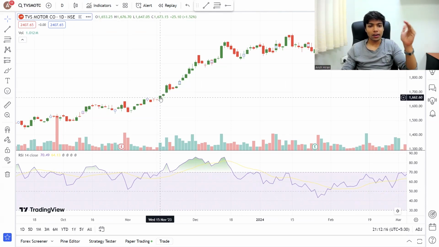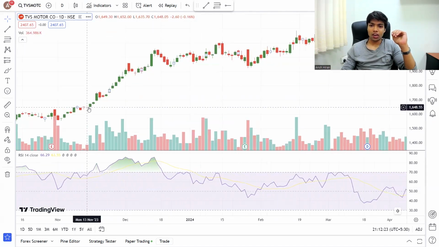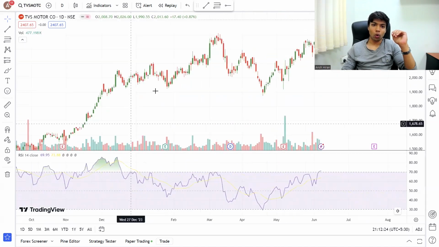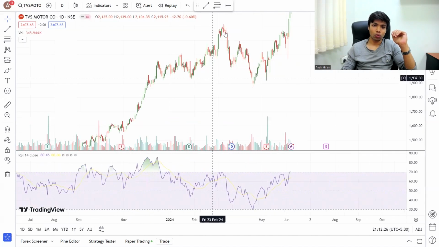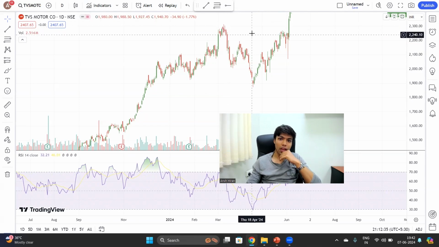People who would have shorted this by looking at the RSI at this level, imagine what would have happened to their capital after 1648. The stock went all the way up to 2308, and still there is no sign of correction. It keeps going up.